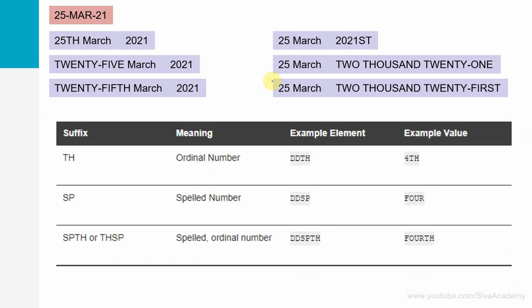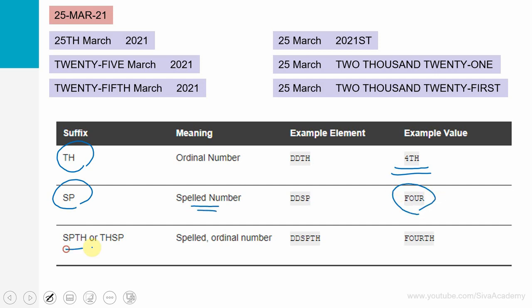So here is the learning. Here is the snippet from Oracle documentation. We can use TH, which will give something like this, 4. We can use SP, that is the spelled out number, so it will just give 4. Either we can use SPTH or THSP, so that instead of 4, we can print something like 4th.